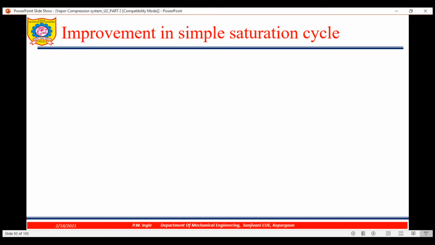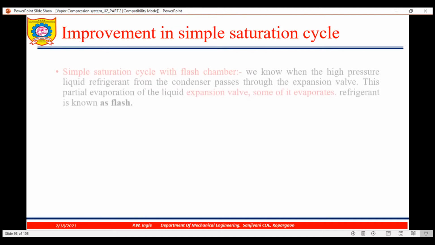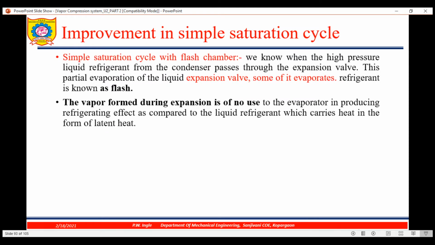So we have discussed the simple saturation cycle, which consists of four main components, that is evaporator, compressor, condenser and expansion device. But there are some limitations for this simple saturation cycle which we have to improve. So let's have a discussion step by step on the improvements in the simple saturation cycle.